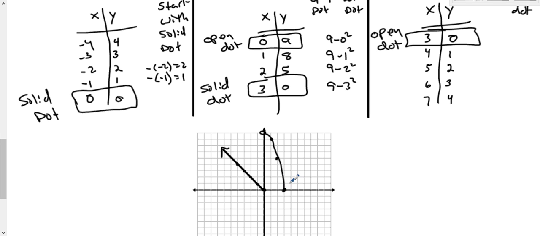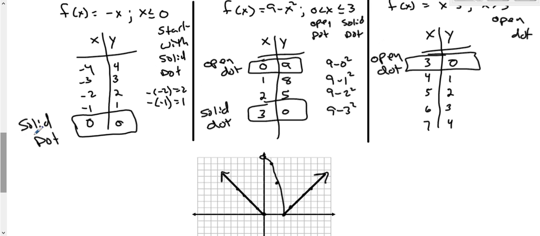Then we go to 4, 1. Again, these are all just solid dots because it's only the first dot that is affected by the inequality. 5, 2, 6, 3, 7, 4. You can see we have a straight line going off the other side here. And the other thing too is to pay attention to the expression that you're working with. Can you tell if it's linear, if it's quadratic, or whatever? So you kind of know what that part of the graph will look like.